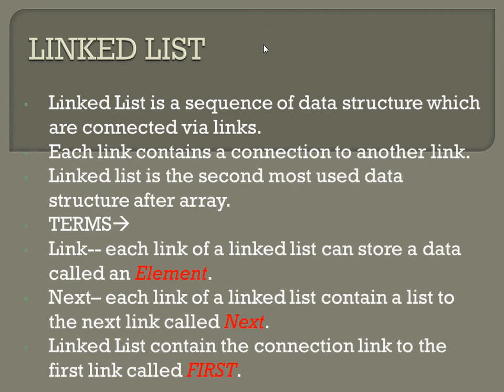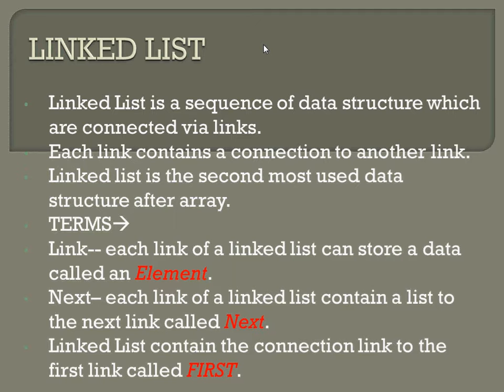Linked list. A linked list is a sequence of data structure which connects links. Each link contains a connection to another link. Linked list is the second most used data structure after the others. Now we're going to learn about the linked list terms.